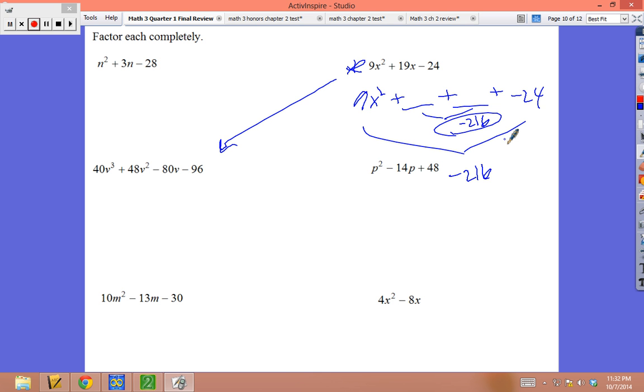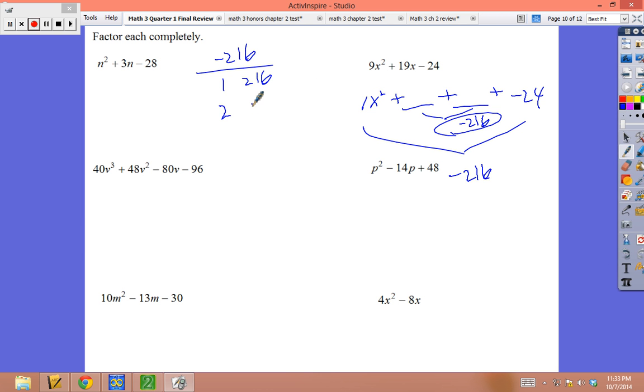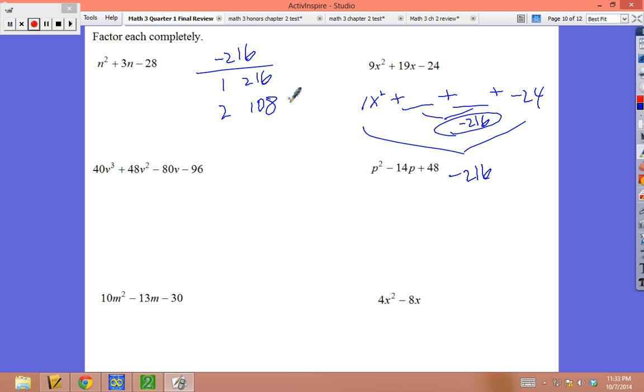So I know that these two have got to multiply and give you a negative 216. So that's my number. But they've got to add and give you 19. So 216, I don't know, that's a crazy number. I have no idea what the factors are. So I just get my calculator. It's 1 and 216. Start dividing by numbers. Divide by 2, divide by 3, try 4, try 5. So I'm going to divide by 2. That's 108.